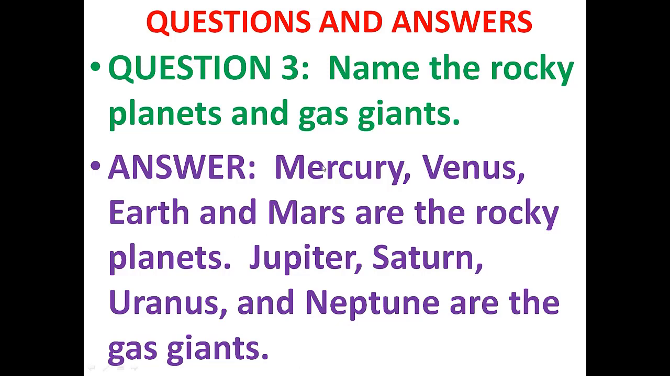And we know that Mercury is the smallest planet and Jupiter is the largest planet. The second largest planet is Saturn. We know Venus is the hottest planet because of its thick atmosphere containing carbon dioxide.